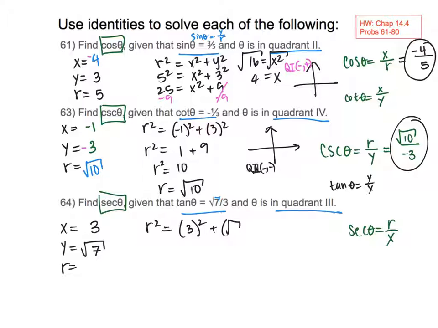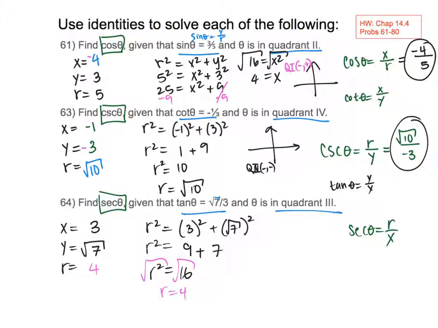Oops, sorry. That should be a 7. So 3 squared gives me 9. The square root of 7, when you square it, the square and the root cancel, so that just brings out a 7. So 9 plus 7 gives me 16. If I take the square root, r is equal to 4. So this here is a 4.